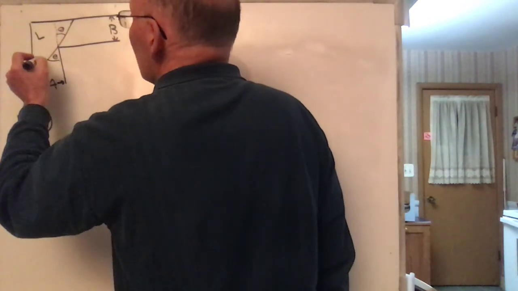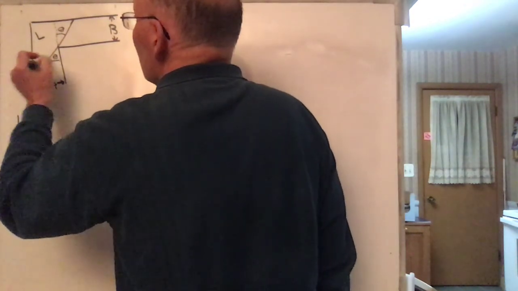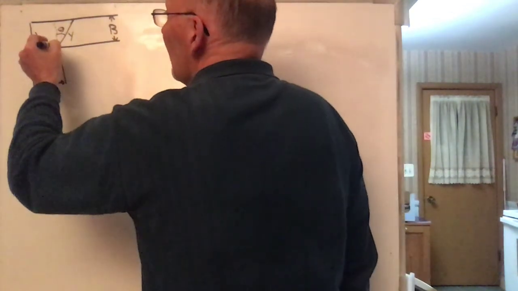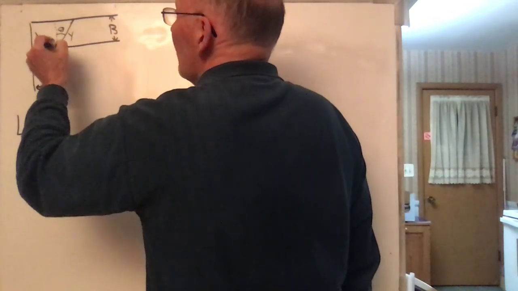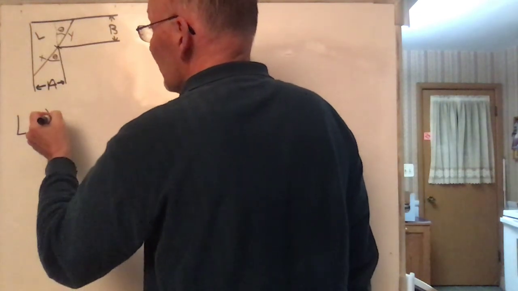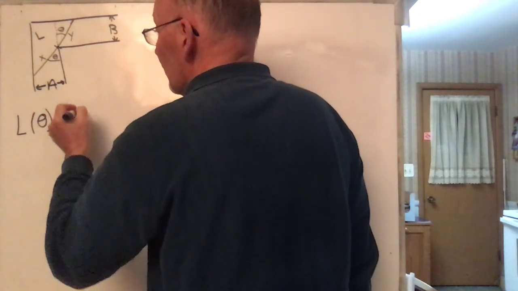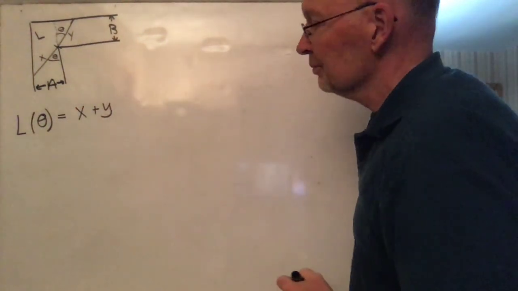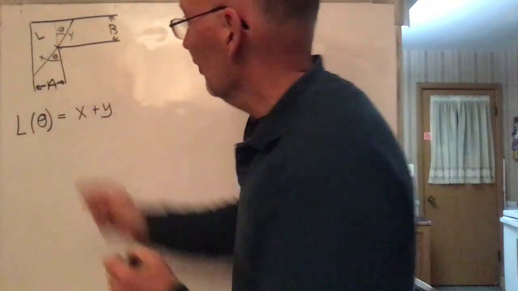Let's call this x right here, and let's call this y right there. So this distance from there to there is x, and from there to there is y. So if we want to, we can say that L of theta is equal to x plus y. But now we have to determine what x and y are.